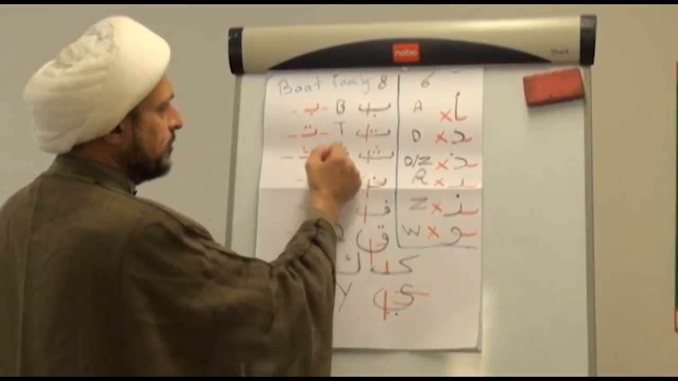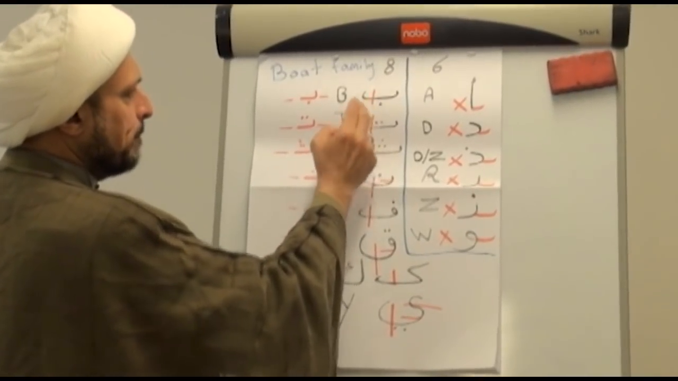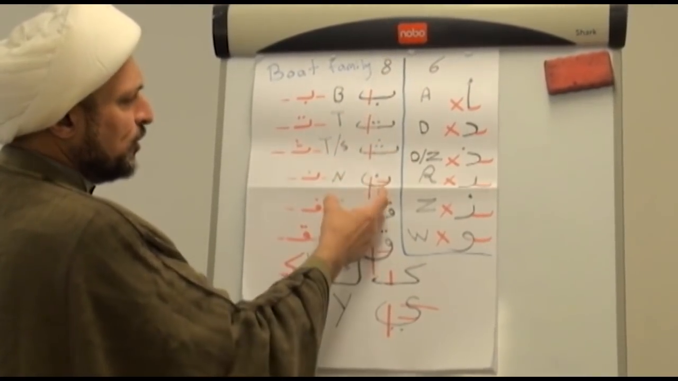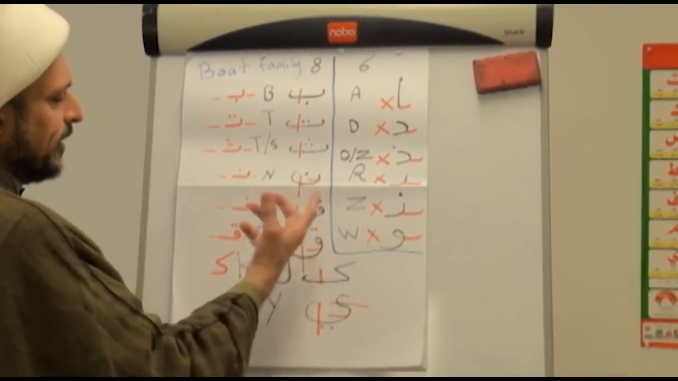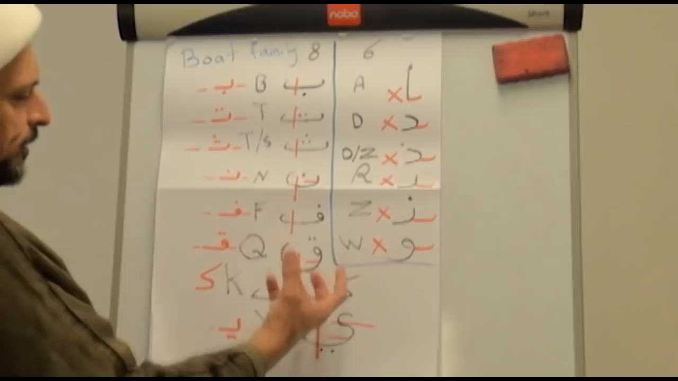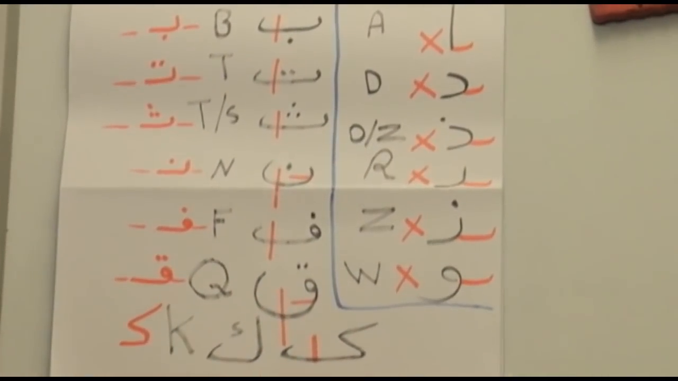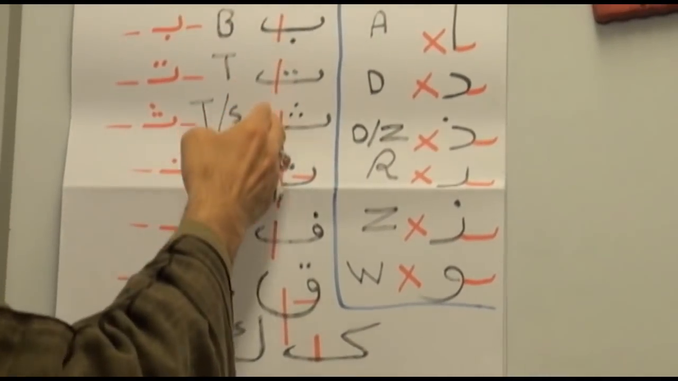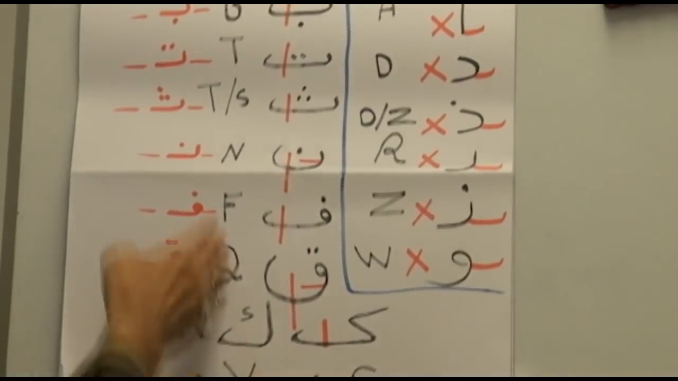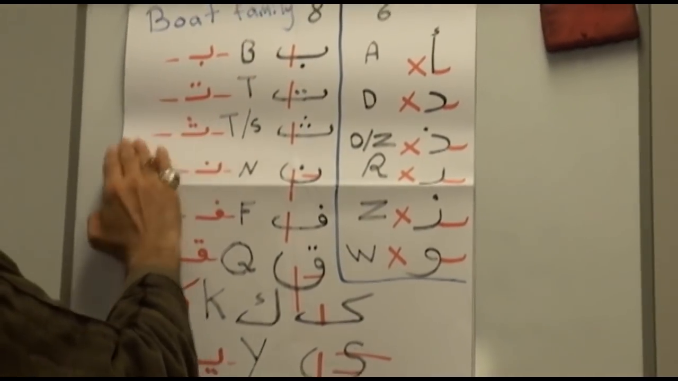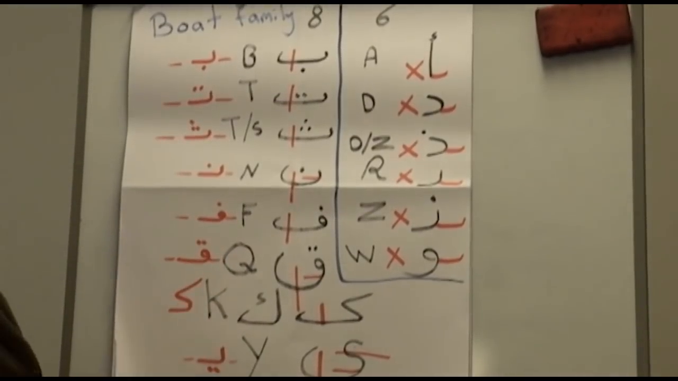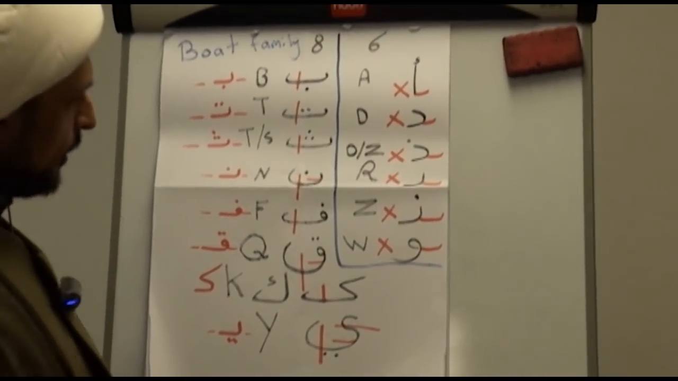The canoe family. So you can see Ba, Ta, they look like a canoe. Noon is like a deep canoe or a boat. Fa is like a boat or canoe. The Qaf, Kaf, Ya. And then we said we are going to cut the tails, and then we are going to connect them. So they connect from the right hand side and from the left hand side.